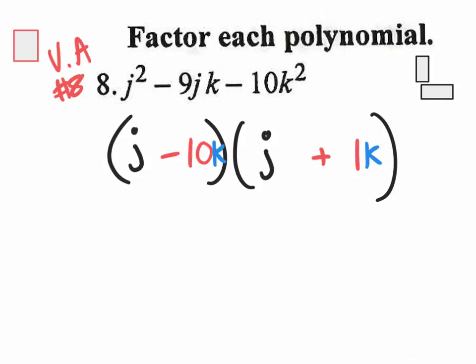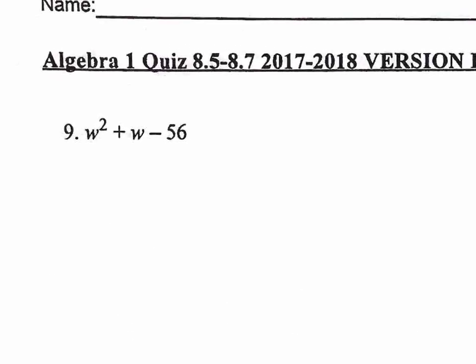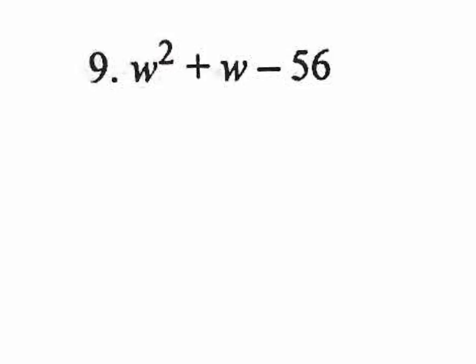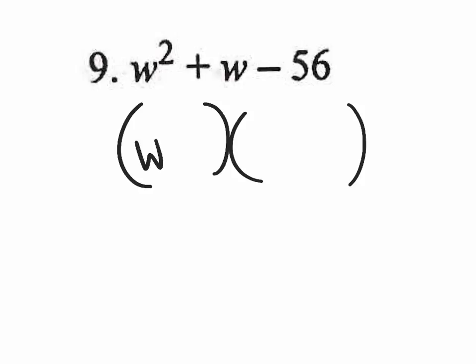Anyhow, let's move on. So we're on the back side here. This one's so easy because the a value is 1, which means you could jump right into your factored form answer, put a w here, a w there. Why could we do this? Because w times w really is w squared. So all you need to do is think what times what is negative 56 that if I combine together gives me a positive 1. That'd be a positive 8 times a negative 7, and we're done.